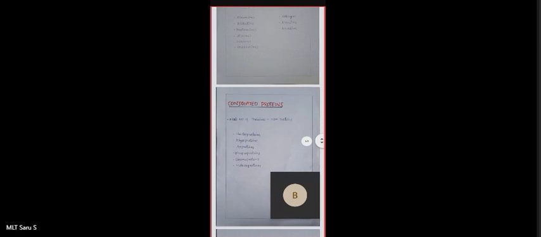Next, conjugated protein. Made up of proteins plus non-proteins. It includes nucleoproteins, glycoproteins, lipoproteins, phosphoproteins, chromoproteins, and metalloproteins.